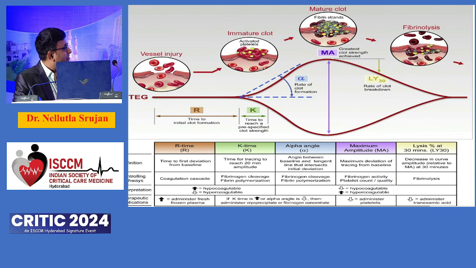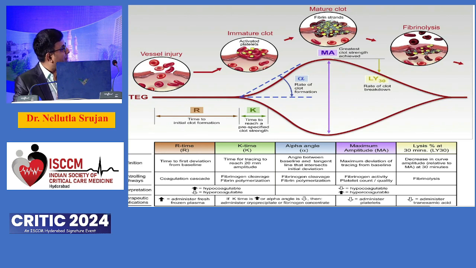The normal R time is around 5 to 10 minutes. If the R time is prolonged, it is a hypocoagulable state, and if the R time is less, then it is a hypercoagulable state. Usually we administer fresh frozen plasma as a therapeutic intervention.